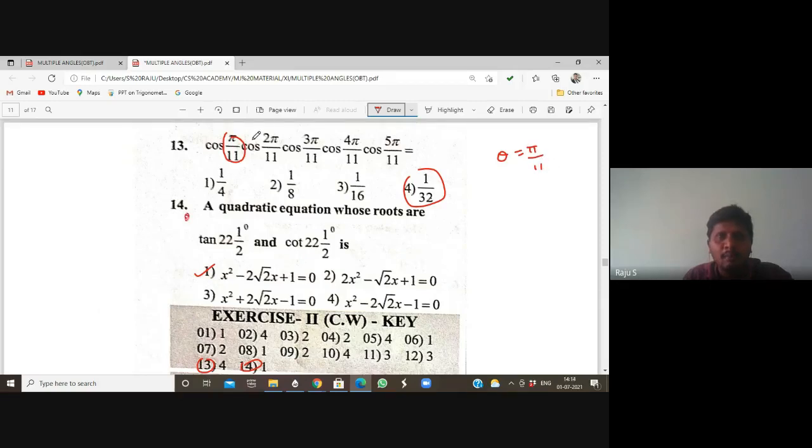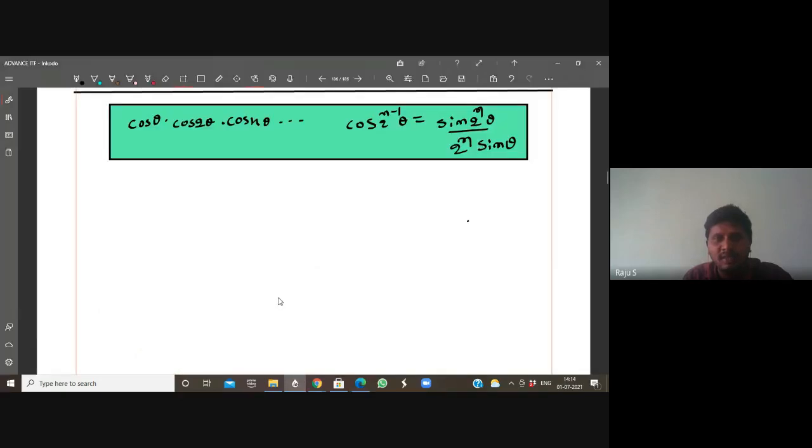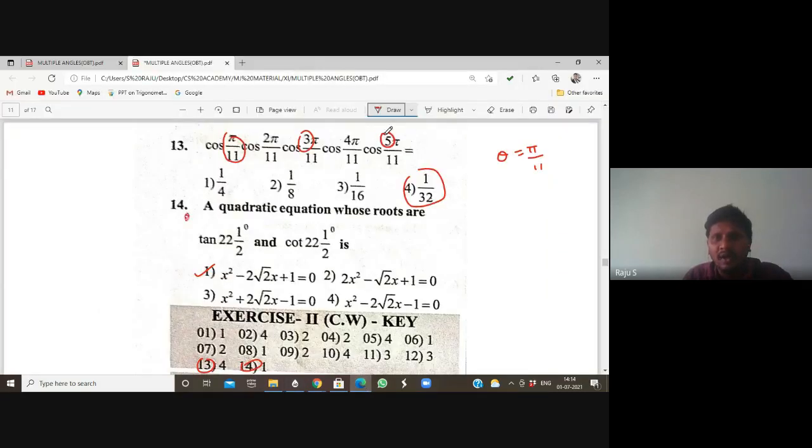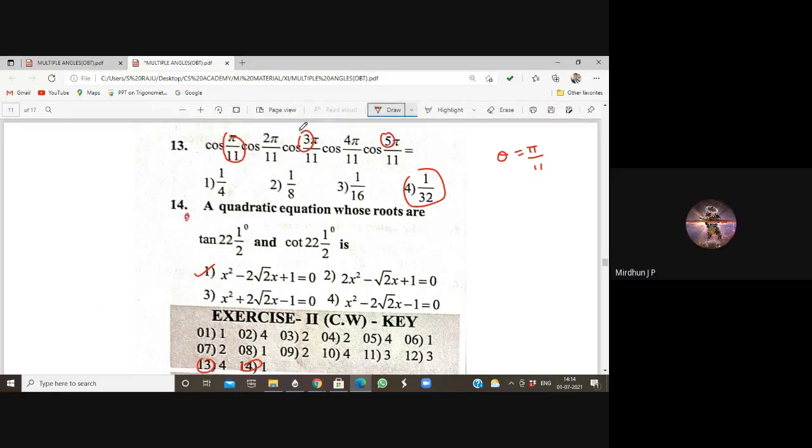In the formula, you see theta, 2 theta, then 4 theta, and so on. It is the multiples of 2. But here in the question they have given 3 and 5. Are 3 and 5 multiples of 2? No. So we have to take 2 to the other side.